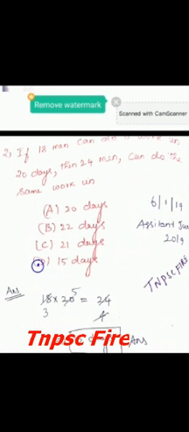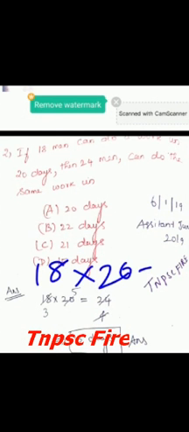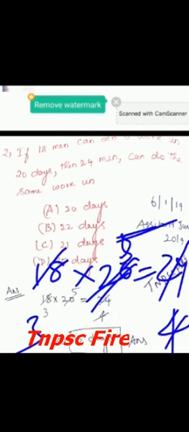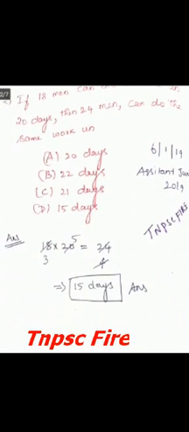Here 18 men, that is 18 into 20 days. 24 men can do the same work in how many days? Equal to 24. Okay, shall we simplify this? 5 4s are 20, 6 4s are 24. So you get 15 days as the answer. 15 days is the answer for this question.